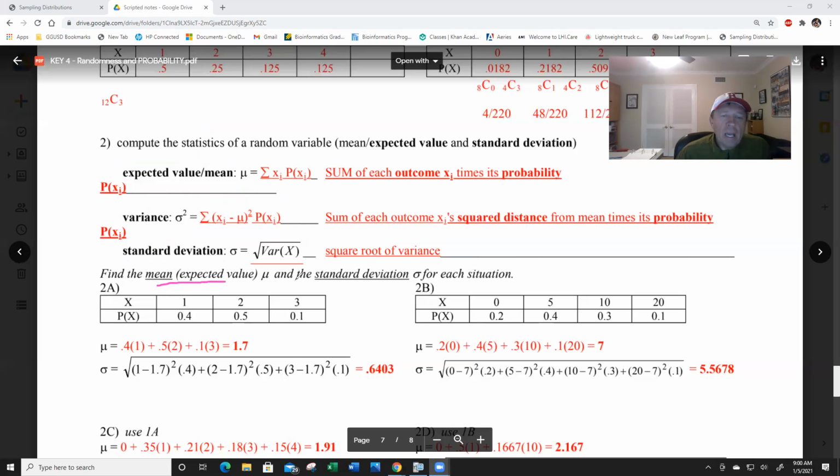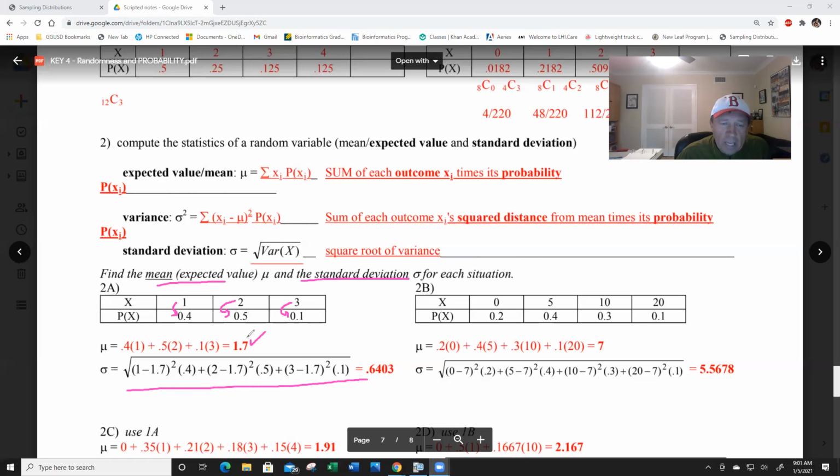Find the mean and the standard deviation for each situation. So for the mean, you're going to multiply every number times its probability and add it together. And you can see that is done here, although I did it in reverse. I put 0.4 times 1, but it's the same thing. Okay. That's the mean.